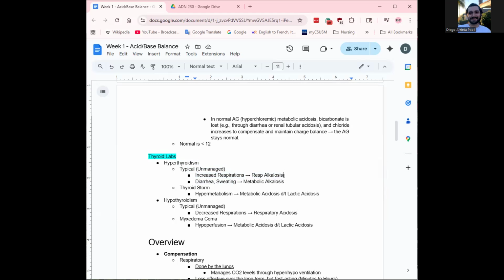While other things that are happening with someone who has unmanaged hyperthyroidism is they'll be bouncing around, their GI tract is going to go down faster, and they're going to be sweating more. So sweating and diarrhea can lead to a loss of some electrolytes, loss of acid. So that's where metabolic alkalosis can come from.